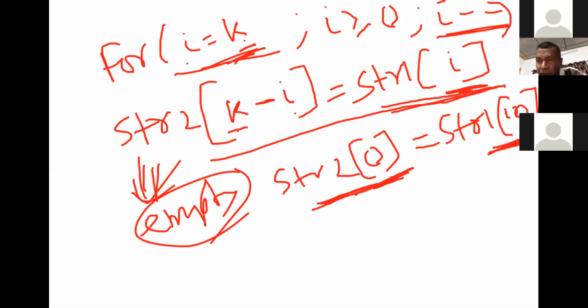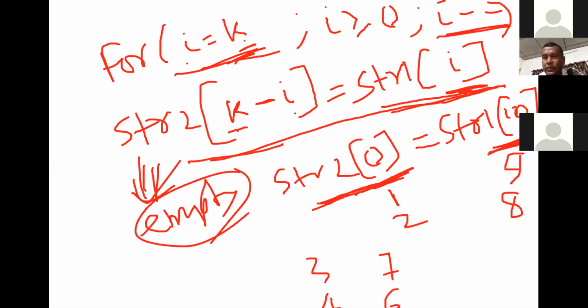Means next time what do I require? I require this value 1 and this value 9. Similarly, this should be 2 and this should be 8. This should be 3, this should be 7. This should be 4, this should be 6. Now tell me what I have to write over here to go for this.